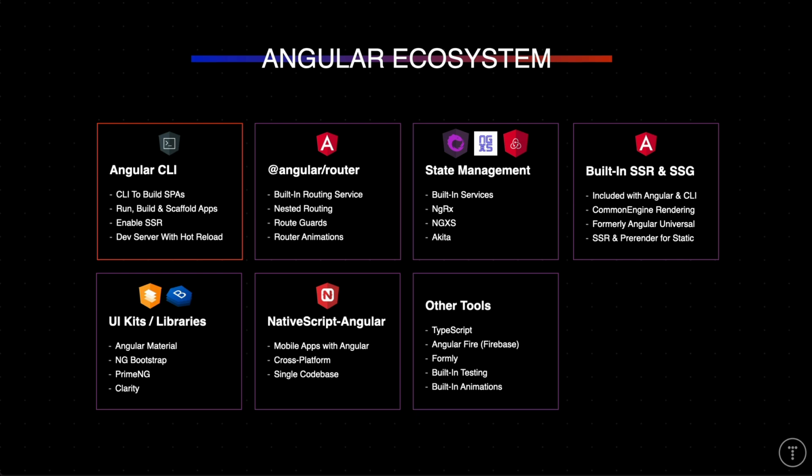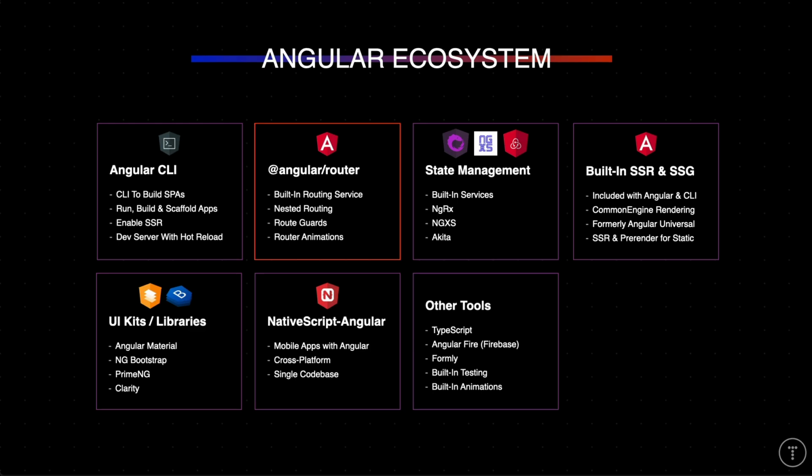You can enable SSR with Angular CLI, which is pretty cool. It was initially called Angular Universal, the SSR framework, but that repo has been merged with the CLI. There's also options to pre-render your app, which is similar to static site generation. Now, the Angular router is the official router for Angular, and it's very similar to React Router and Vue Router, except it's built in. You don't have to install it separately. And it includes things like route guards. It even has some animation options.